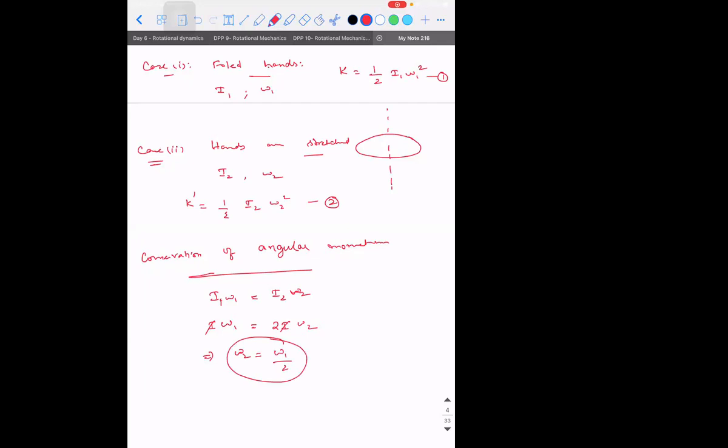Is the velocity of the child going to increase or decrease? When the arms are stretched, since the moment of inertia is increasing, angular momentum should decrease in order to compensate the product.